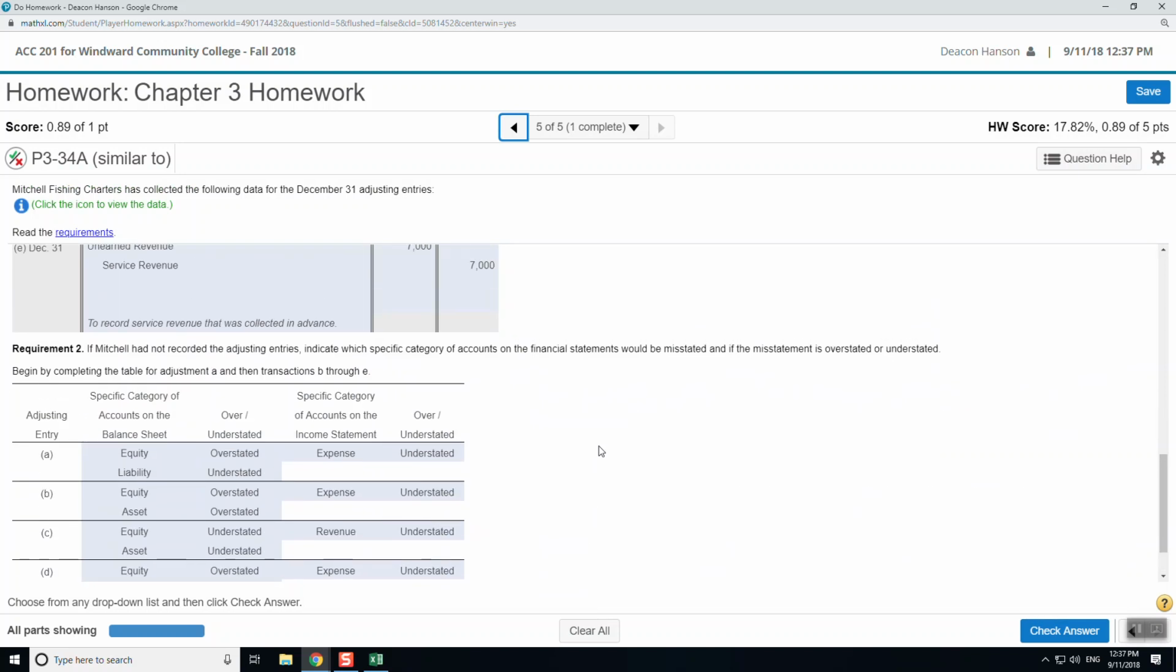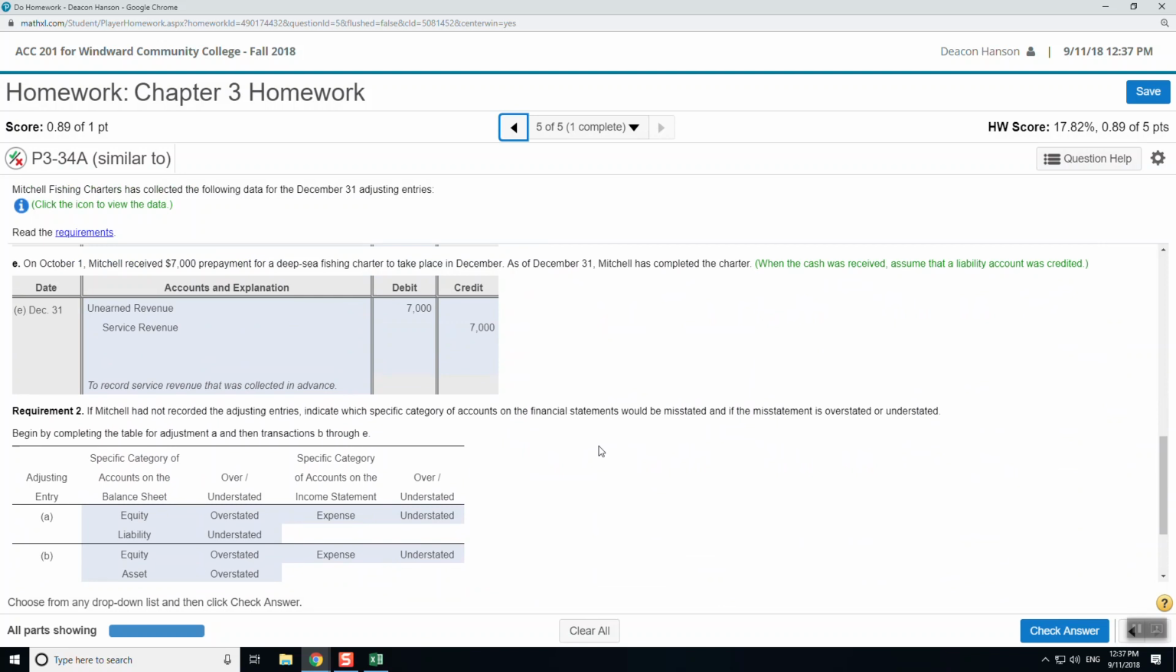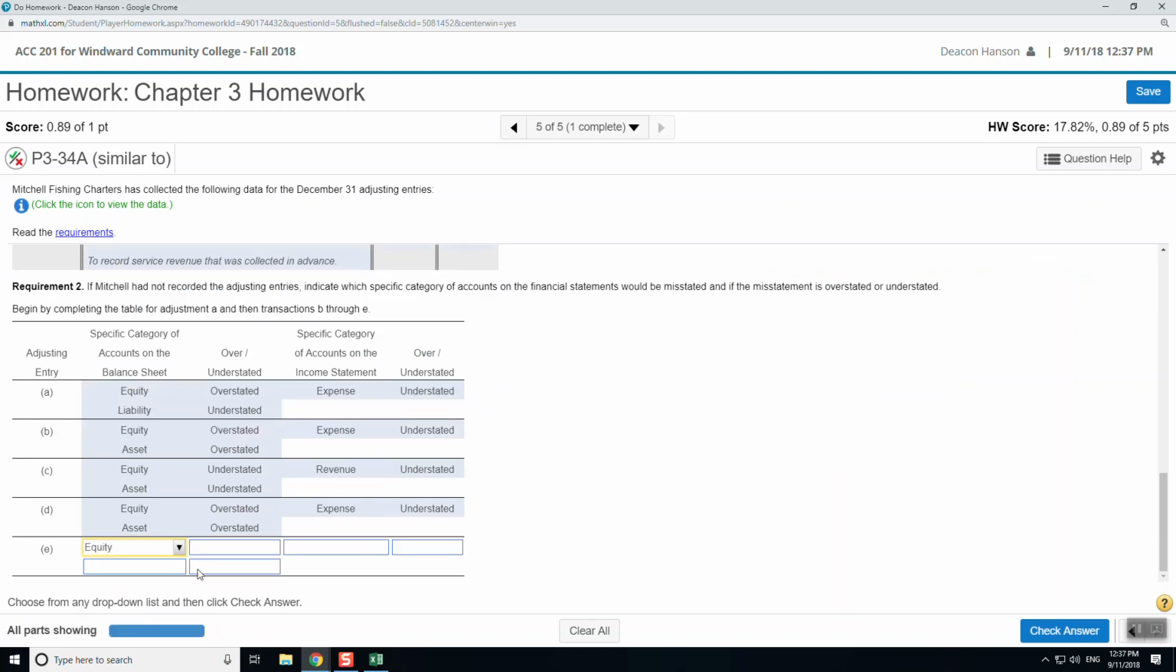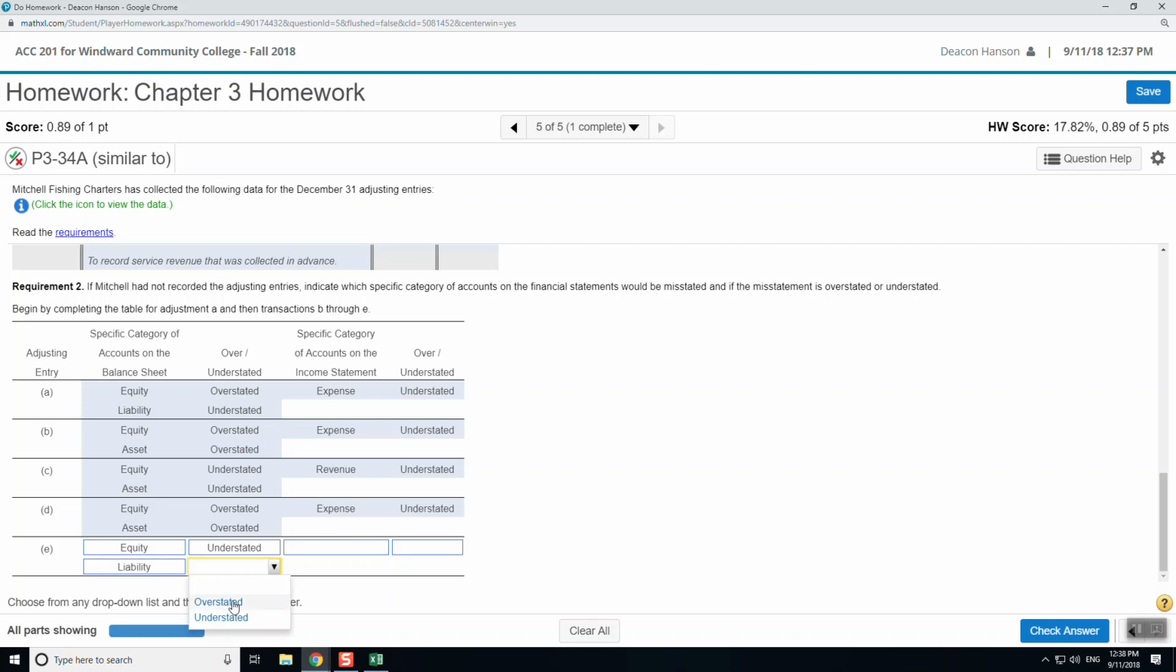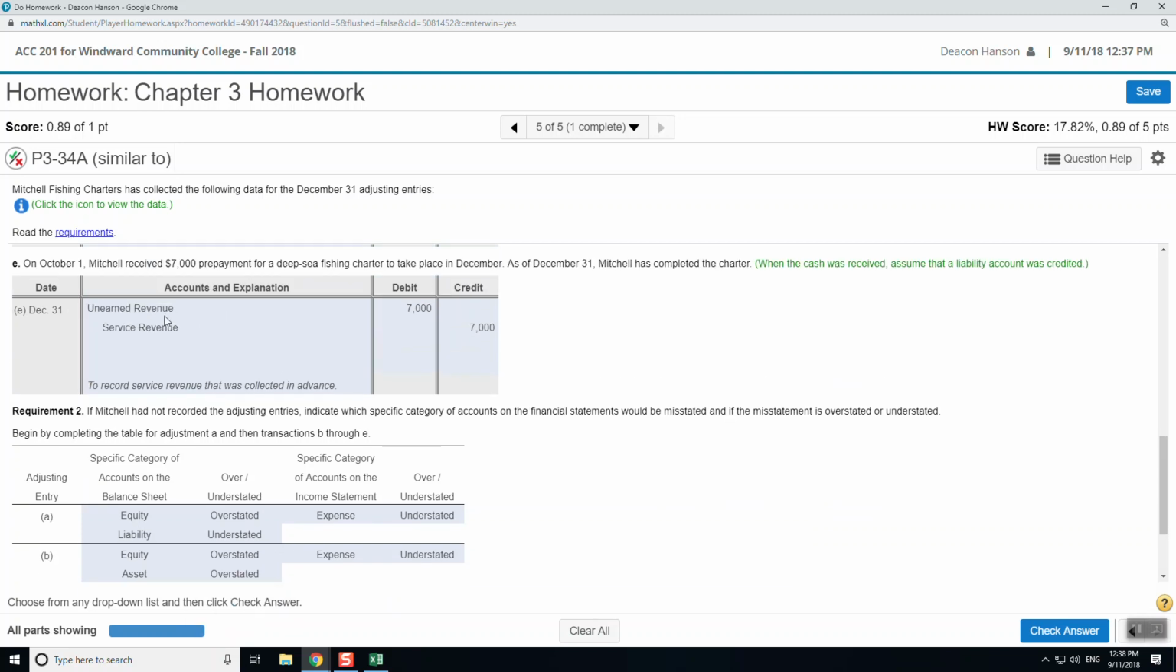And then finally, E. Unearned revenue is a liability. This adjusting entry is actually reducing the liability. And service revenue is revenue. So if you think about it, if I don't record the revenue, then my equity will be understated. That's because my income is understated and my retained earnings are understated. So I know my equity will be understated. My revenue, I'm sorry, my liability, which is the unearned revenue, would be overstated, because that entry here is reducing the liability.